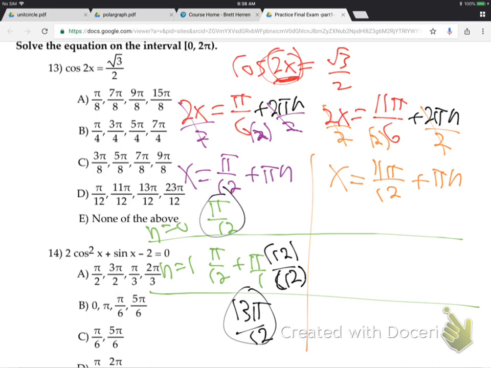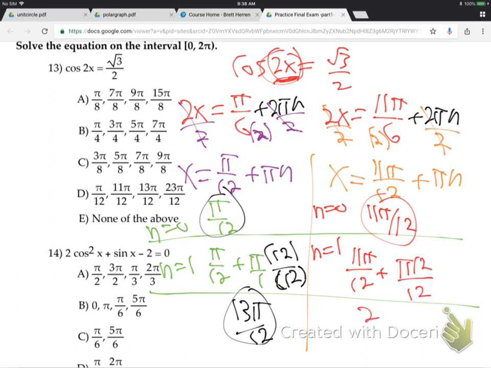The other side, let n be 0, you get 11 pi over 12. And let n be 1, you get 11 pi over 12 plus pi. Got to make that 12 pi over 12. That's 23 pi over 12. There's my 4 answers. It's D. It's always D. Pi over 12, 11 pi over 12, 13 pi over 12, and 23 pi over 12.